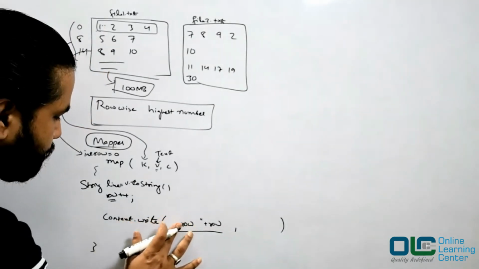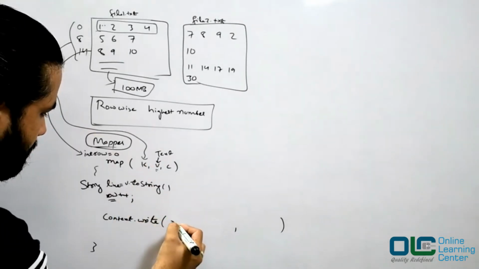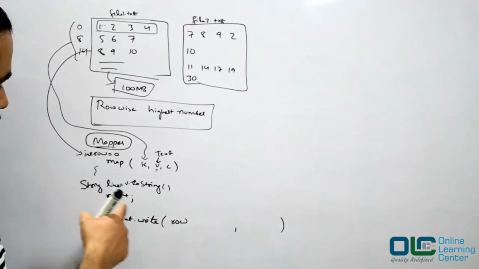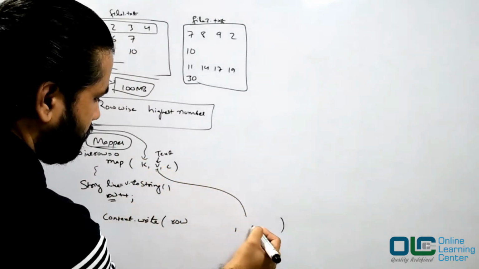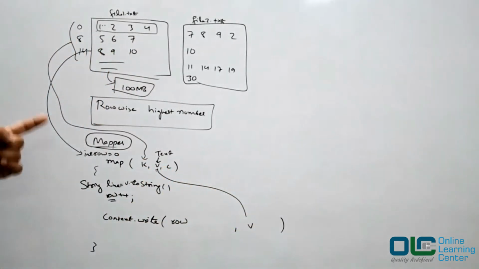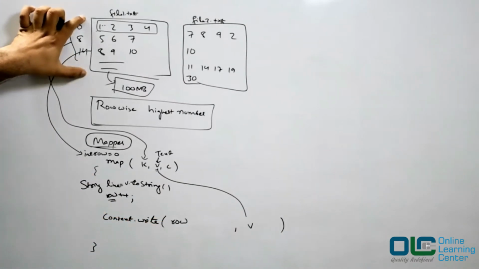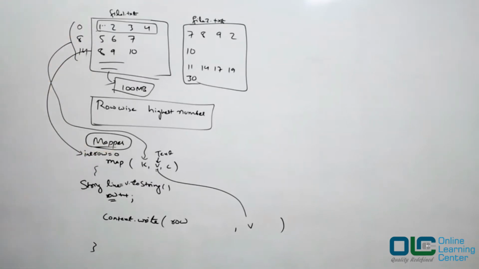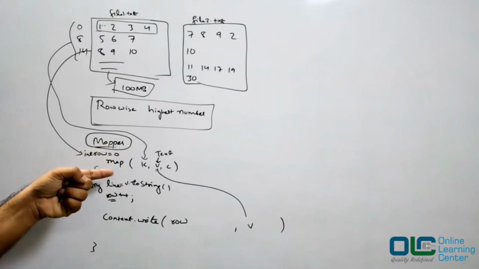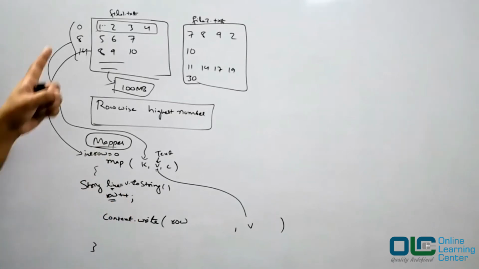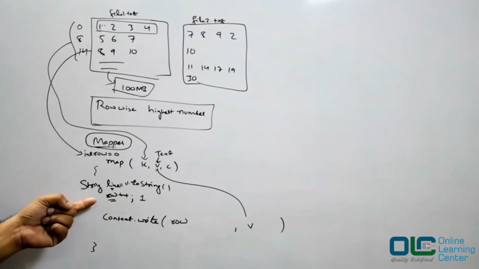Or you don't even have to write all this. You can just write the value of row, and you will write this entire line. See, what I'm trying to tell you here is, when you are executing this file, initially the row value is equal to 0, and we all know that this map method will be iterated multiple times. For the first time, this line will hold 1 2 3 4, and row value would become 1.